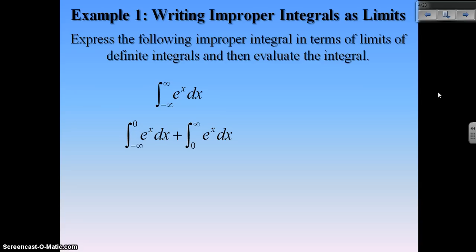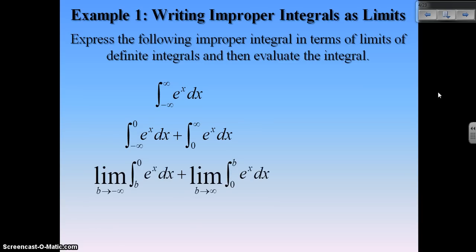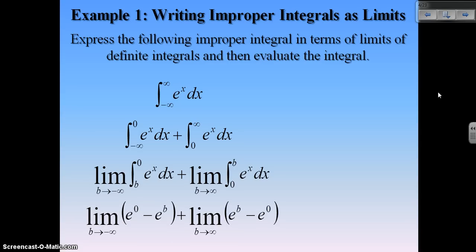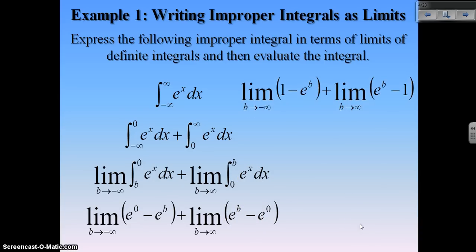Now for each of those, I want to remove the infinity from the limit of integration. That's easy enough to do. I use a limit: the limit as b approaches negative infinity, and the limit as b approaches infinity. Now if you want to change your variables so that they're not both b, that's fine. It's entirely up to you. Now we take the integral. The integral of e to the x is e to the x. And then you plug in your 0, and then you plug in your b and subtract. Same thing over here, plug in b, plug in 0. And of course e to the 0 is 1, so we make that simplification.